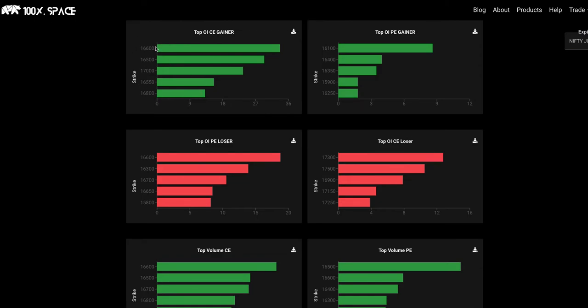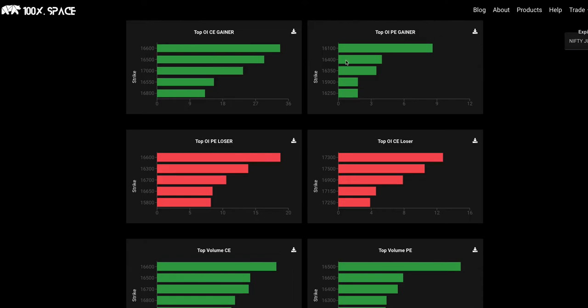For example, 16,600, then after that 16,500, 17,000, these are the gainers. Sometimes a far strike price comes up. I think this is because of hedging. So 17,000 is a hedging point, and these strike prices are hedged again. 17,000 is used as a hedge, so that's why this is the highest. But usually the near one is 16,000, so these are the highest gainers.